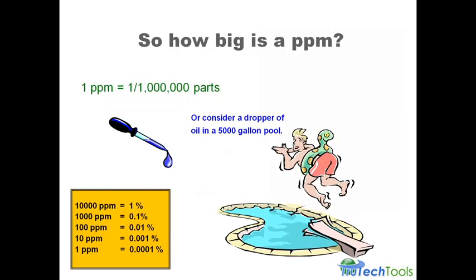How big is a ppm? Well, I discussed this a second ago, but just to give you a visual, 1 ppm is about the size of a drop of oil in a 5,000-gallon pool. So we're not talking about very big. 10,000 ppm is 1%, so 1 ppm is 1/10,000th of 1% by mixture. It doesn't take a whole heck of a lot of CO to cause major problems in the home.